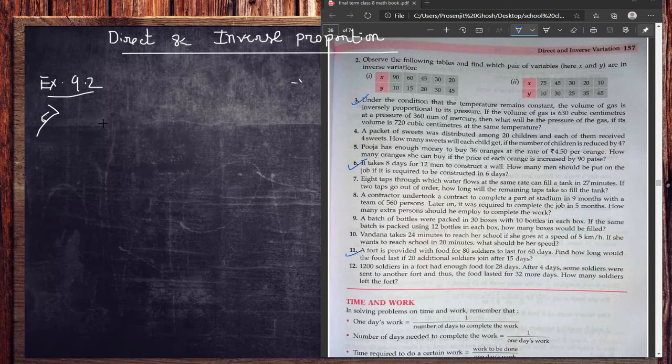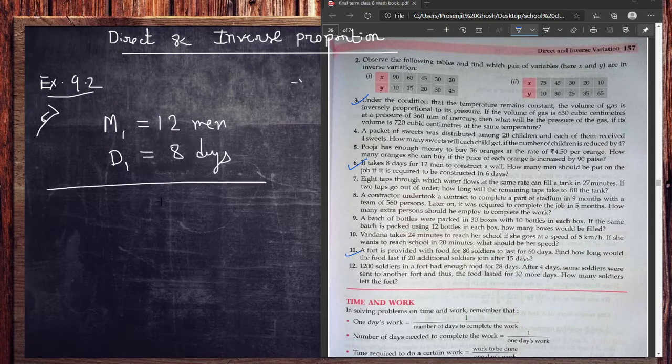So we will write it like this: men, that is M1, which is 12 men over here, and days, which is D1, that is 8 days. That is our first condition as given. Now, in the second condition, what is given? That is how many men are required. So M2, that is what we require. And 6 days is given. That is D2 equal to 6 days.